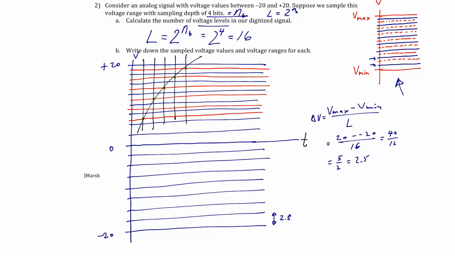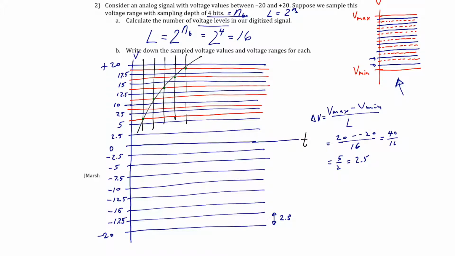That tells us right away, let's count by 2.5. Negative 2.5, negative 5, negative 7.5. Hopefully we end up at negative 20. Negative 10, negative 12.5, negative 15, negative 17.5. Boom. We landed on 20 perfectly. 2.5, 5, 7.5, 10, 12.5, 15, 17.5, and 20.